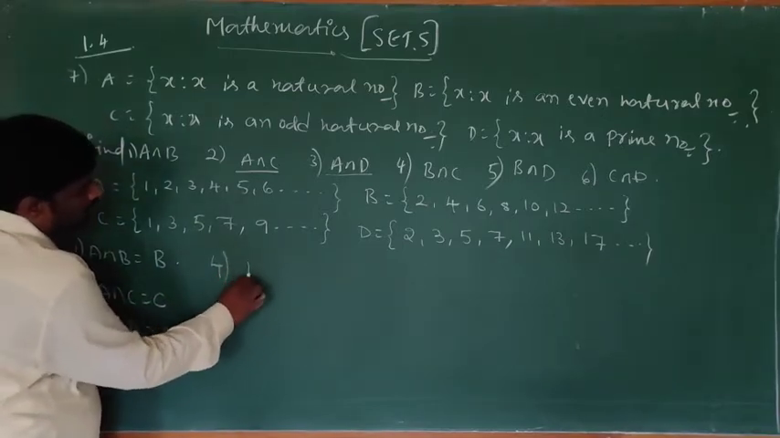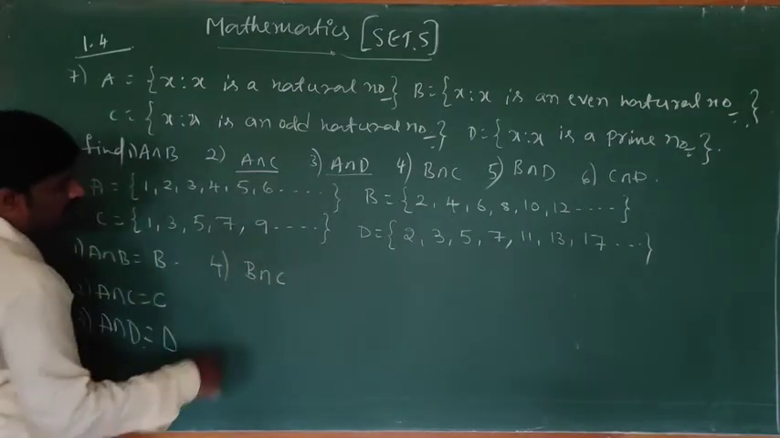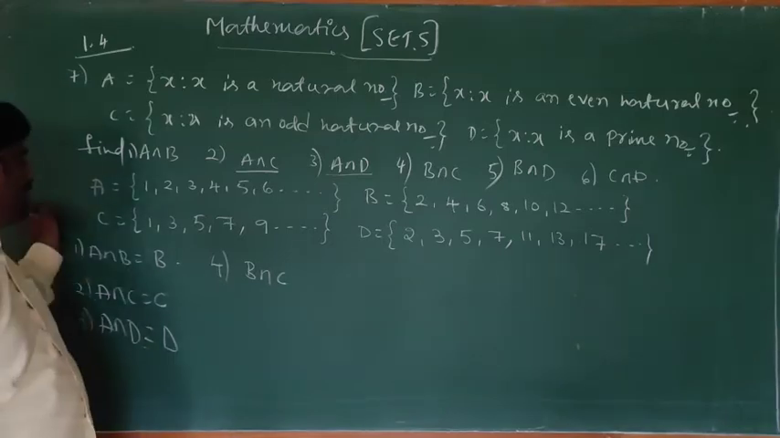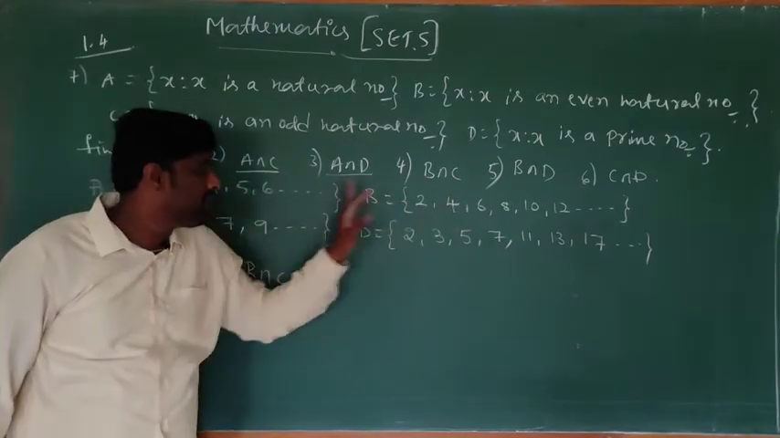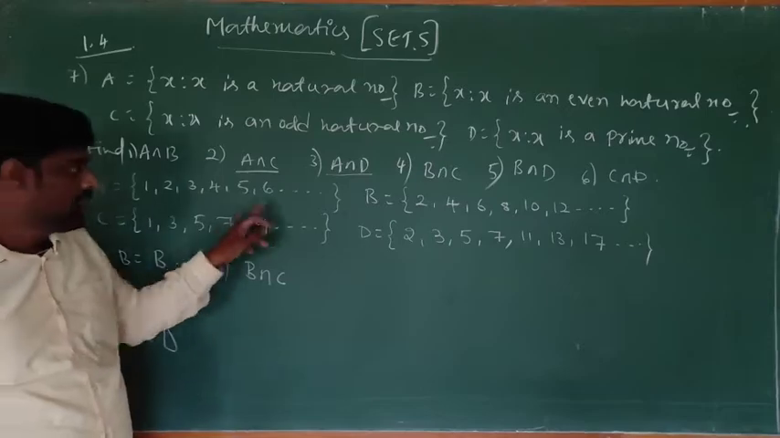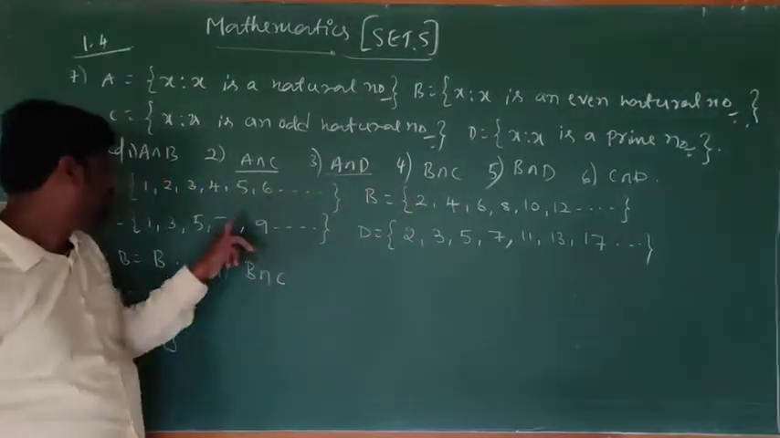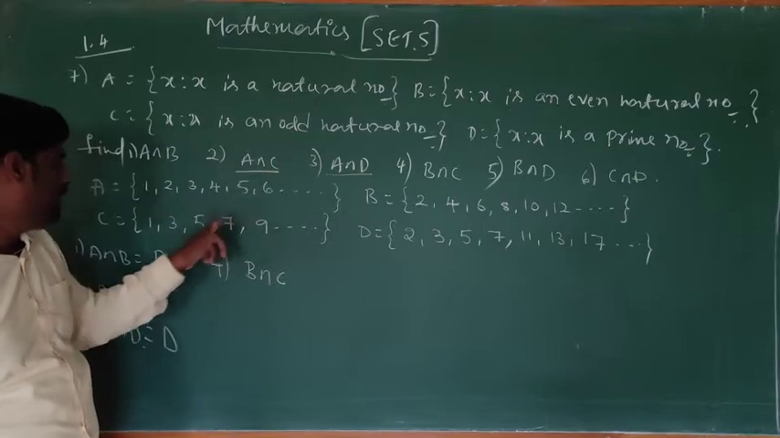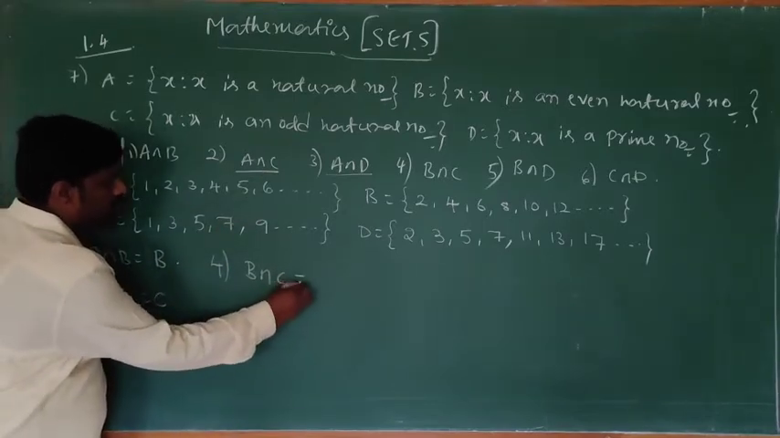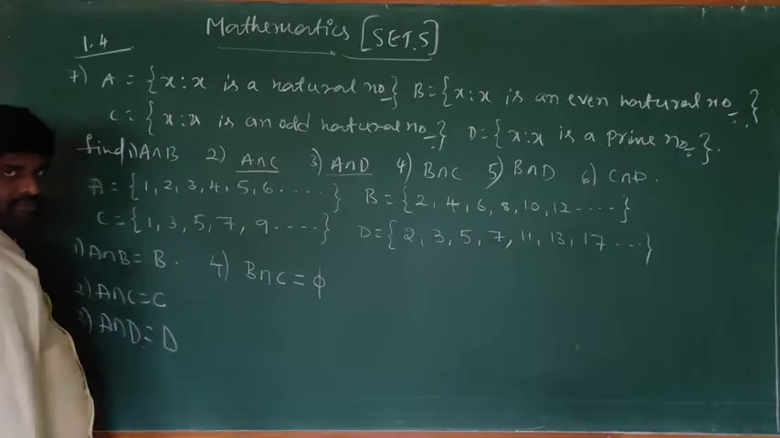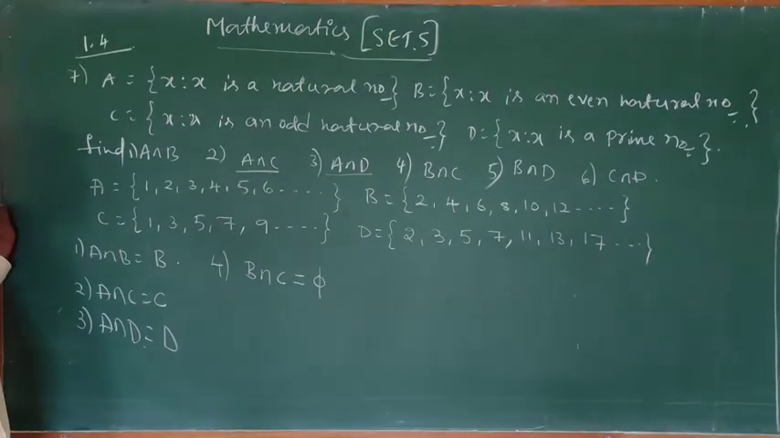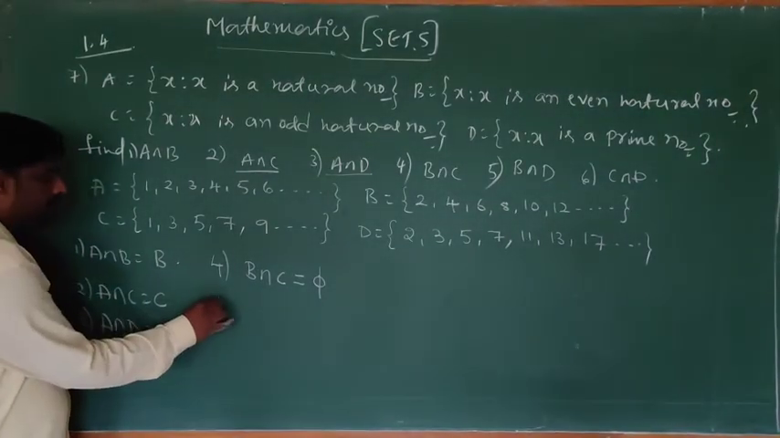Next, the fourth one, B intersection C. See children, this is the B set, this is the C set. Here even numbers are there, here odd numbers are there. B intersection C is equal to null.